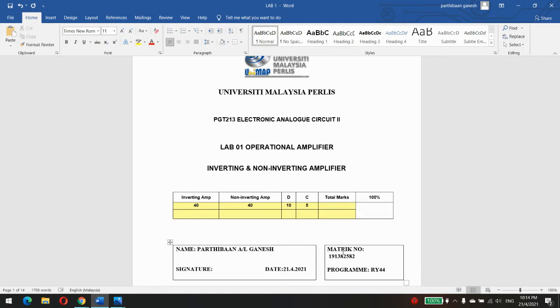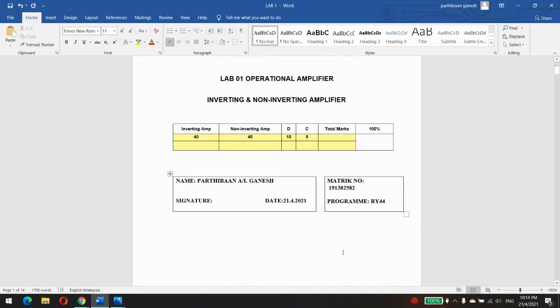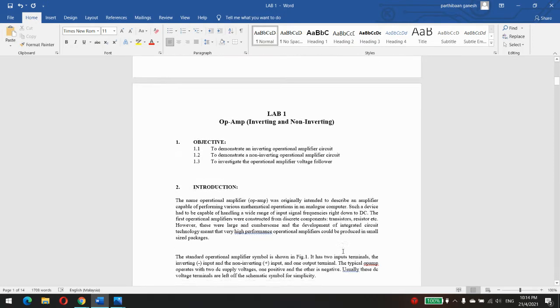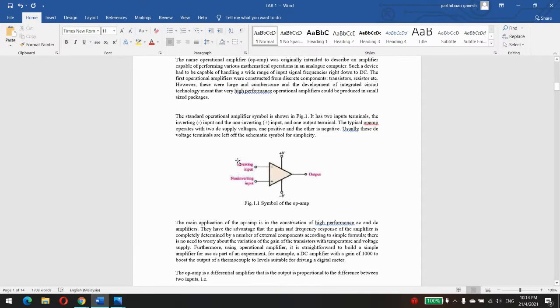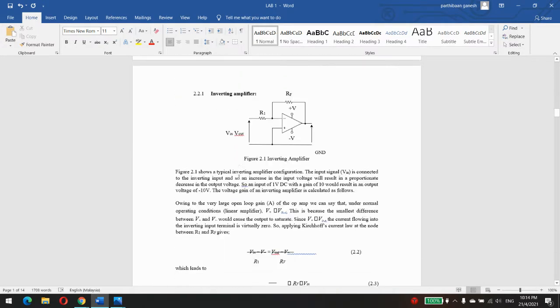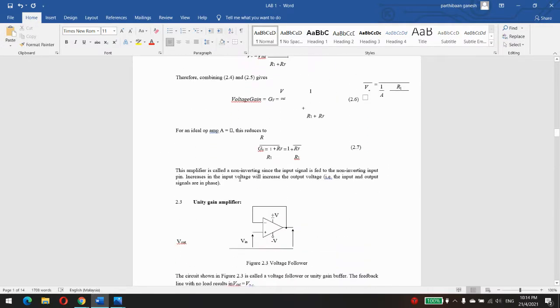I'm here to demonstrate and explain the lab that Dr. gave. That is Lab 1: operational amplifier with inverting and non-inverting amplifier. The objective of the experiment is to demonstrate the inverting and non-inverting amplifiers and investigate the operational amplifier voltage follower. Firstly, I'm going to do the inverting amplifier.